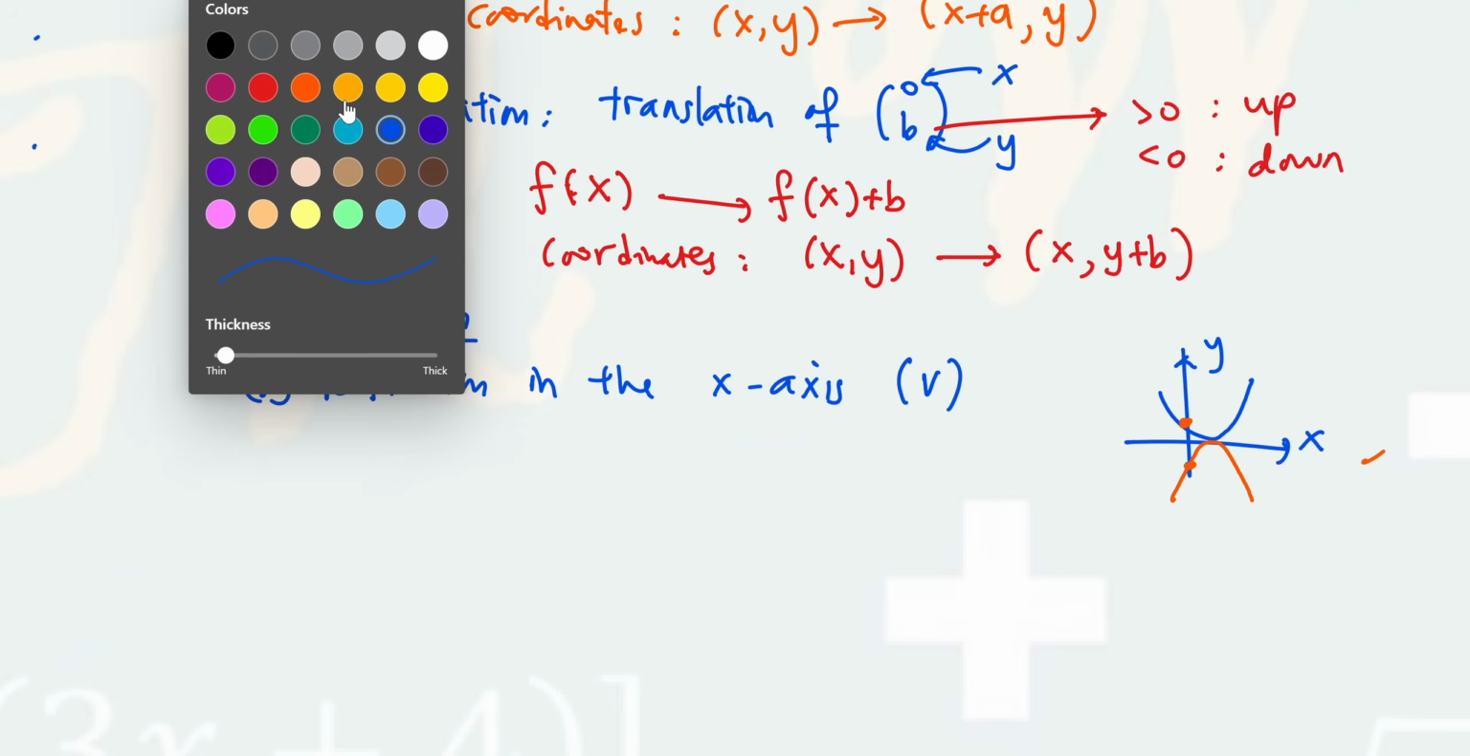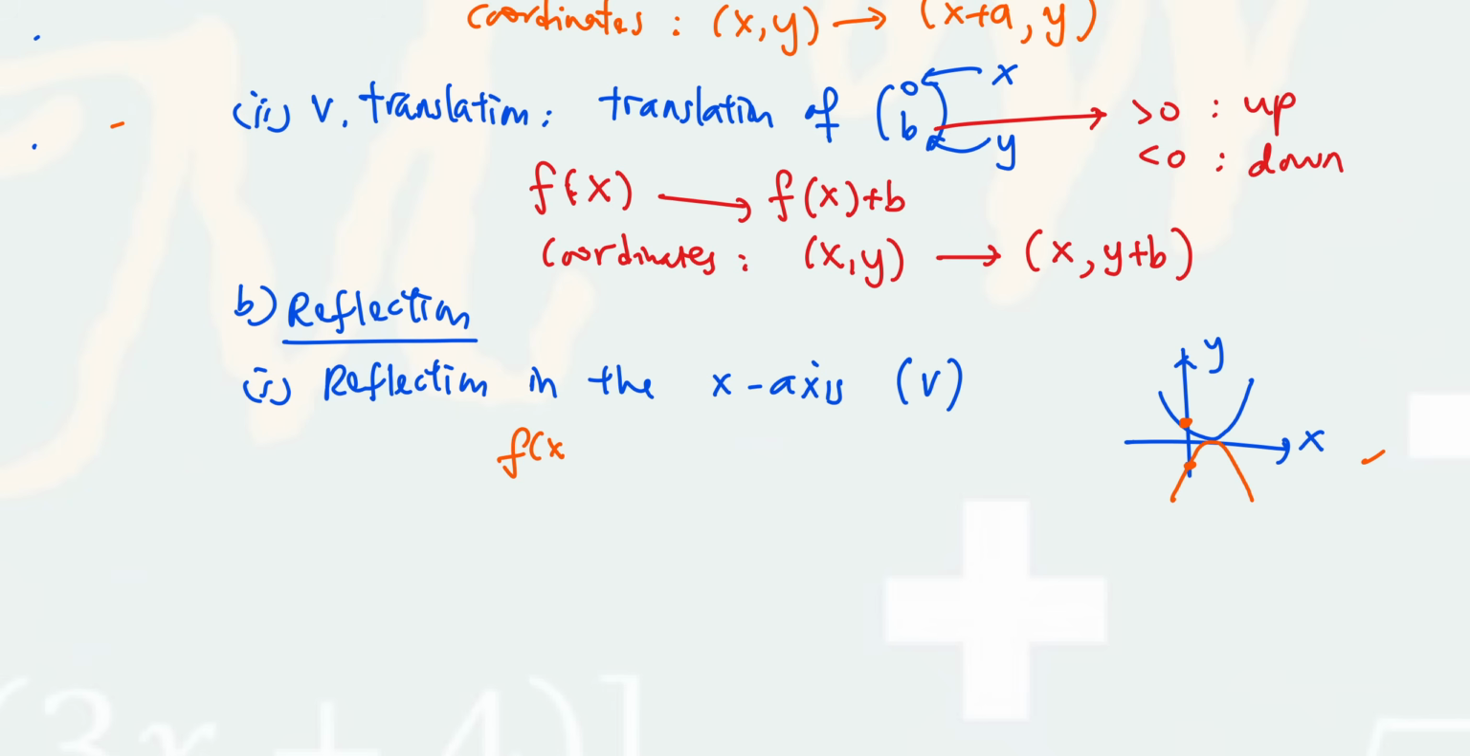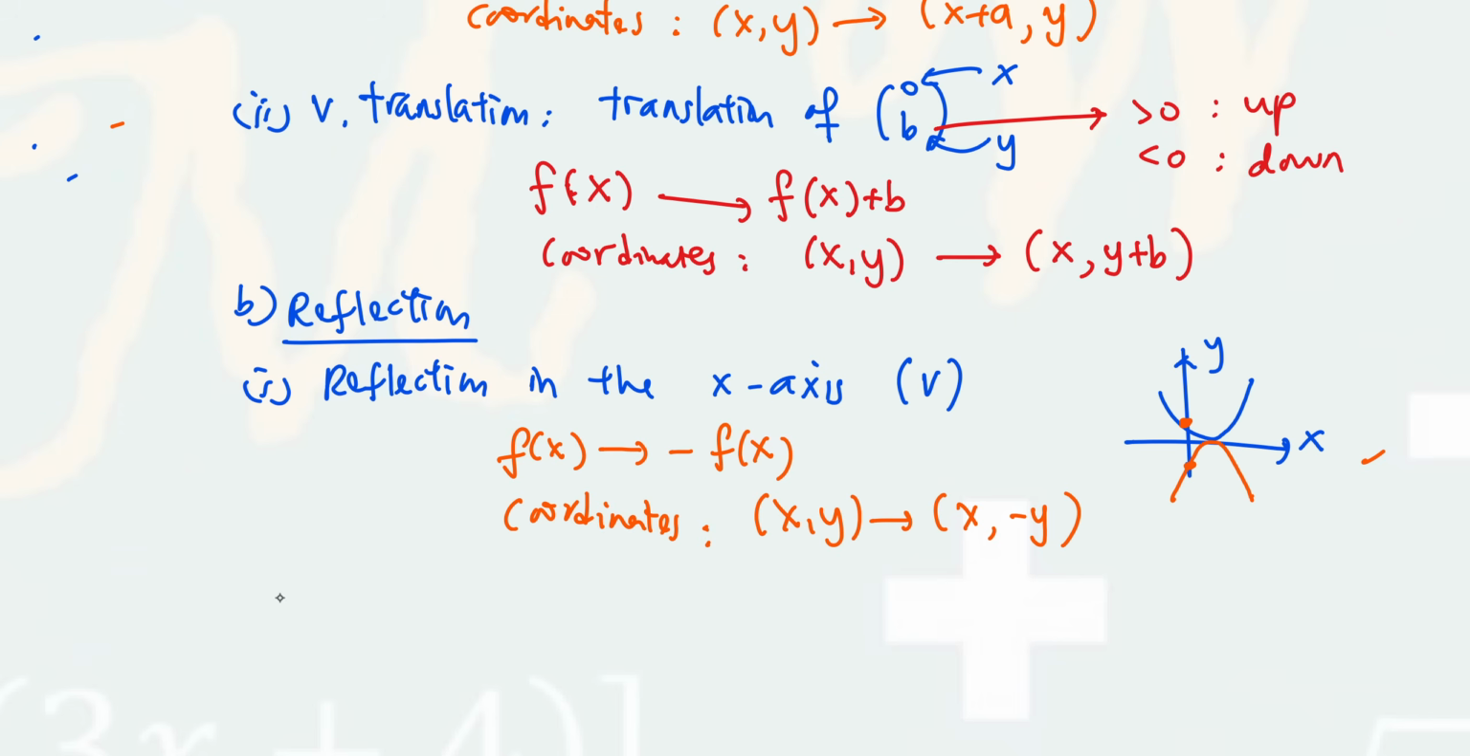So now your function f(x) will be changing to negative f(x), as shown in the graph here. Which means the coordinates, instead of x, y, will be changed to x and minus y. So the x remains and the y has been changed to negative. That's why this is vertical transformation.